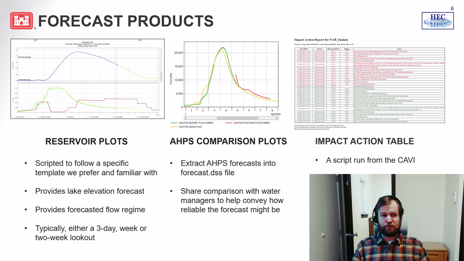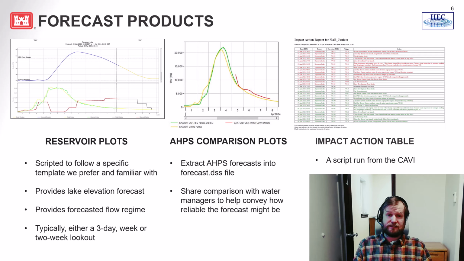Also provided are comparison plots to the AHPS. This compares the forecasted flow from the SWMS forecast to the Weather Service forecasted flow. This is a good sanity check to see how the SWMS forecast compares, and if there's a great discrepancy between the two, it's worth reviewing that location to see if maybe the calibration needs to be improved.